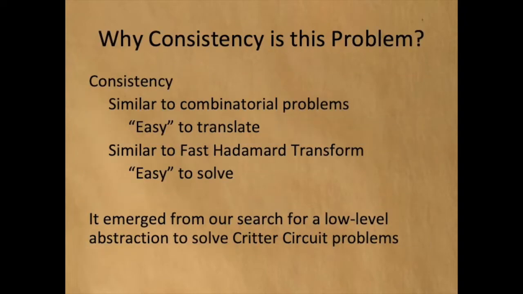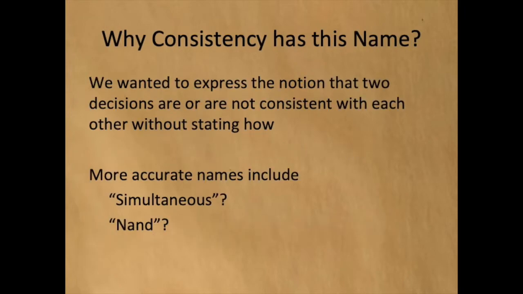So why is consistency this particular problem? It is similar to a variety of combinatorial problems, so it is easy to translate from those problems, and it is similar to the fast Hadamard transform, so it is easy to solve. It emerged from our search for a low-level abstraction to solve critter circuit problems. Why does consistency have this name? We wanted to express the notion that 2 decisions either are or are not consistent with each other without stating how. More accurate names for this problem might include simultaneous and NAND.